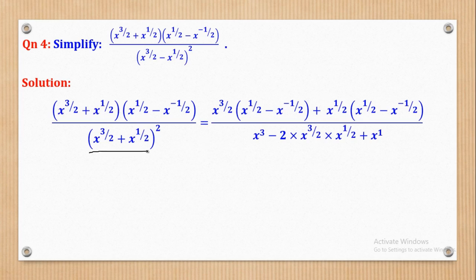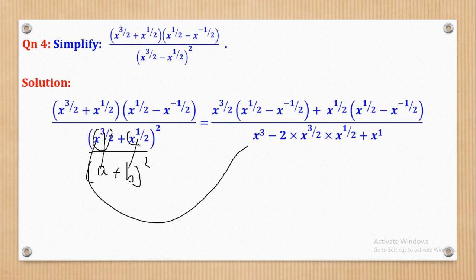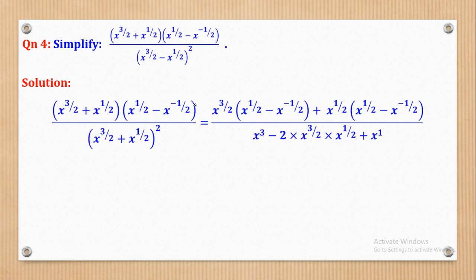Then for this one, we should remember the identity for expanding a plus b squared. When I expand a plus b squared, it becomes a squared plus 2ab plus b squared. Now a squared, when I square this, I'll come up with x cubed. The next part is 2ab. Now 2 times this, this is what you see here, 2 times that times that. Then plus b squared, square of this one gives you x to the power 1. Okay, now we have dealt with the denominator.